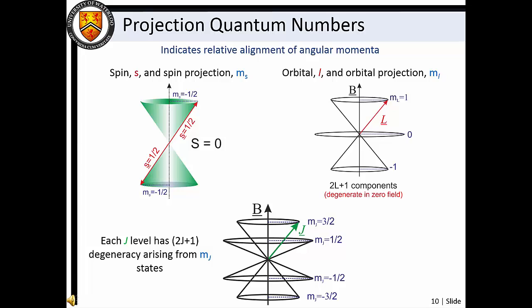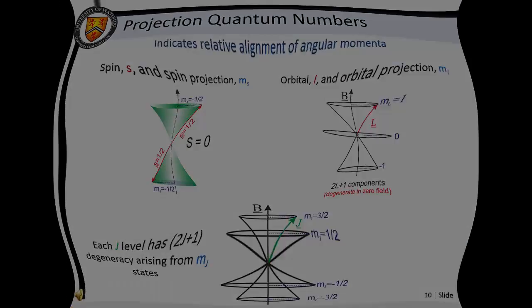Atomic term symbols do not explicitly provide projection quantum numbers, which indicate relative alignment of angular momenta. The relative L and S alignment are, however, implied by J. It is useful to know that projection quantum numbers can take integer values between the positive and negative extrema defined by their associated angular momentum quantum numbers. Thus we see that there are 2S plus 1 possible values of m_s, 2L plus 1 possible values of m_l, and 2J plus 1 possible values of m_j.